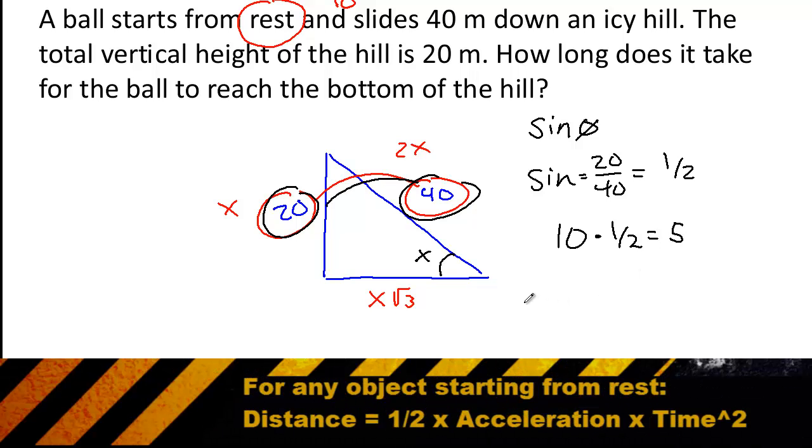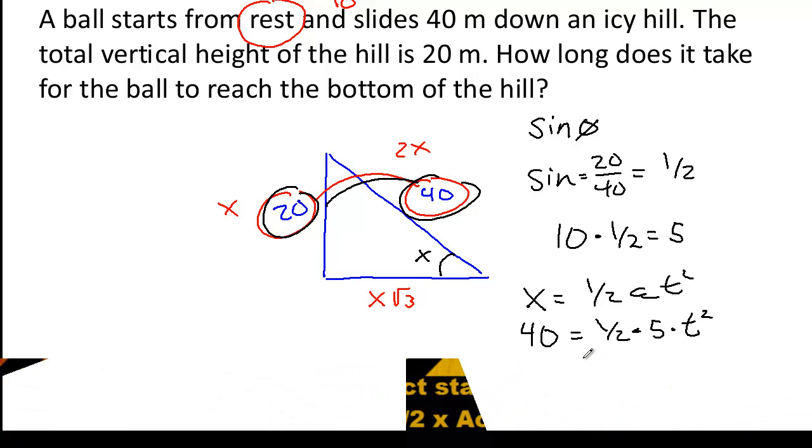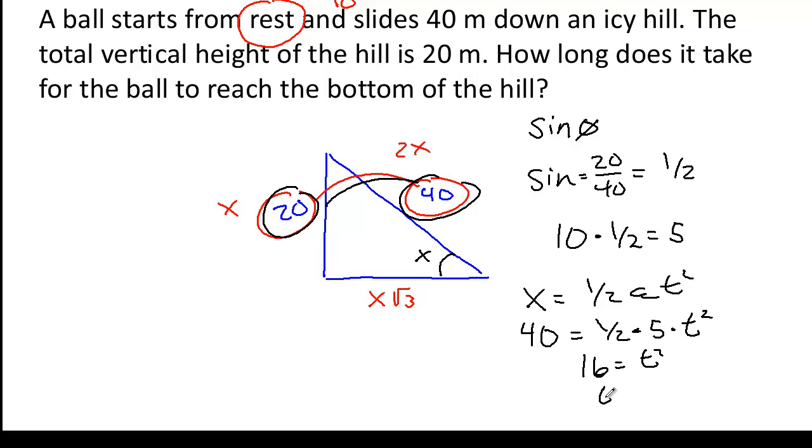Now I have my equation. So x is equal to 1/2 at squared. Or the distance we traveled down the hill, that's my 40. That's equal to 1/2 times my new acceleration, which is 5, times my time squared. Do some algebra and we get 16 is equal to time squared, or t is equal to 4.